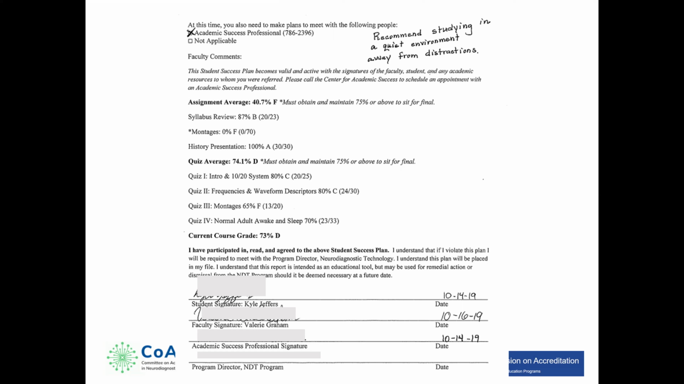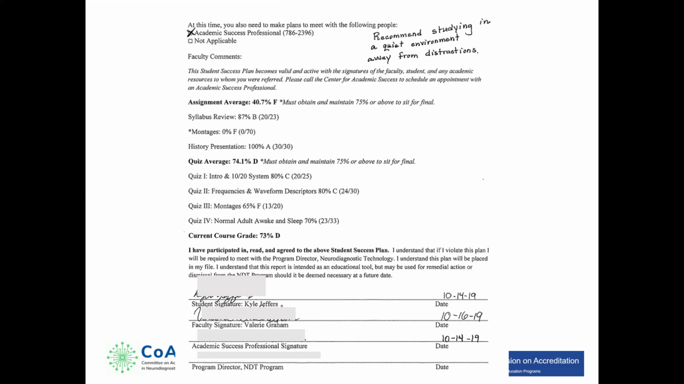We have different boxes that we can check. So this is referring the student to the academic success professional. That's a college resource that helps them identify time management skills, study techniques, and some habits that they could use. Not applicable in case maybe we just are wanting them to identify their problems and also offer solutions. But this student we felt like should go to academic success for some of those, to kind of just talk to them to get counseled.